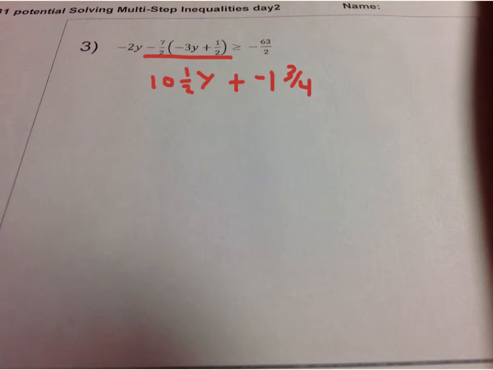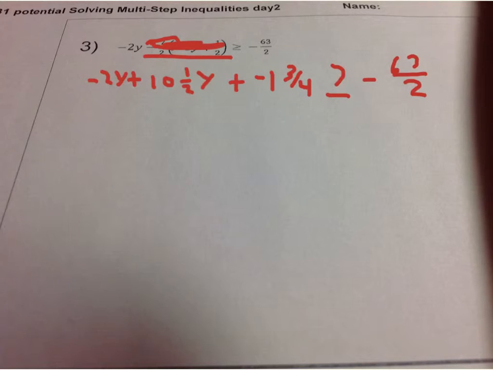Alright, so I did the distributive property, so now I just want to carry down everything else. I actually like to scribble out what I just did and what's left out over. So I have negative 2y over here, and then since that's a positive, we'll throw a plus. So negative 2y plus 10 and a half y plus negative 1 3/4 is less than or greater than or equal to negative 63 halves. Negative 63 halves just means you have 63 cut in half. So it'd be a decimal if you did it that way, but I would keep it at 63 halves.